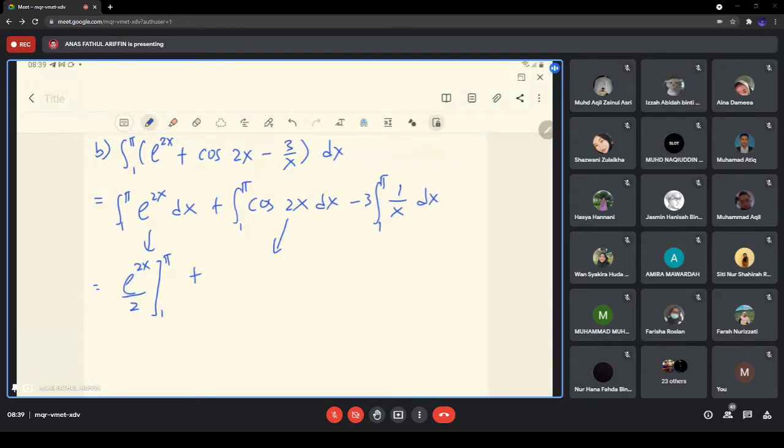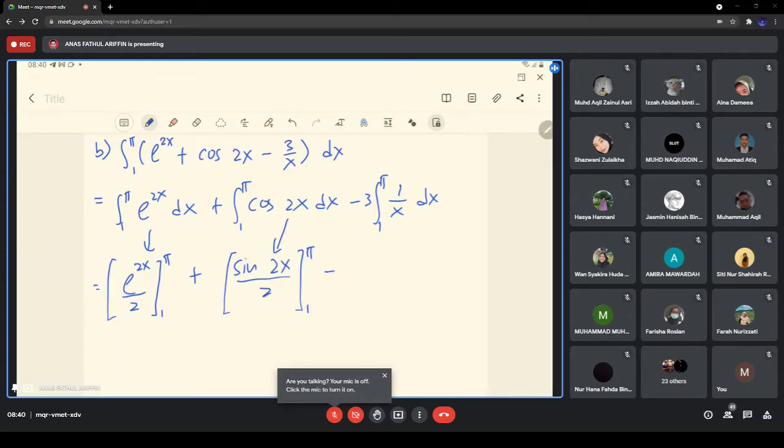Okay, kita integrate cos pula. Cos, we will have dapat apa? Dapat plus sin 2x over 2. So we will have sin 2x over 2. And then kita ada limit dia from 1 to pi. Ataupun nak buat bracket macam ni pun boleh, tak ada masalah. Okay. And then minus. Okay, we want to integrate this one.